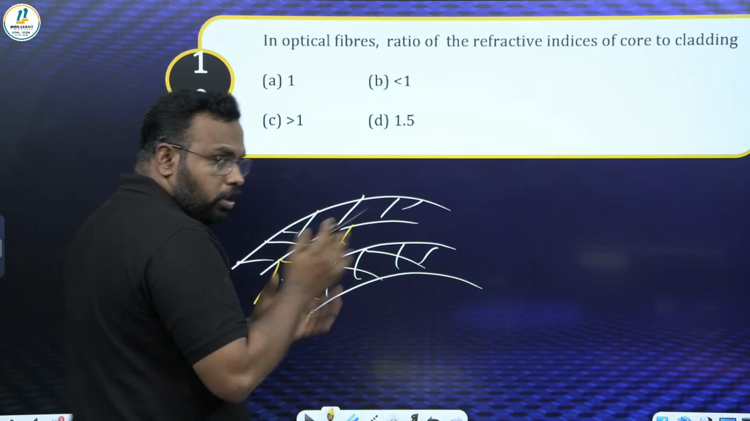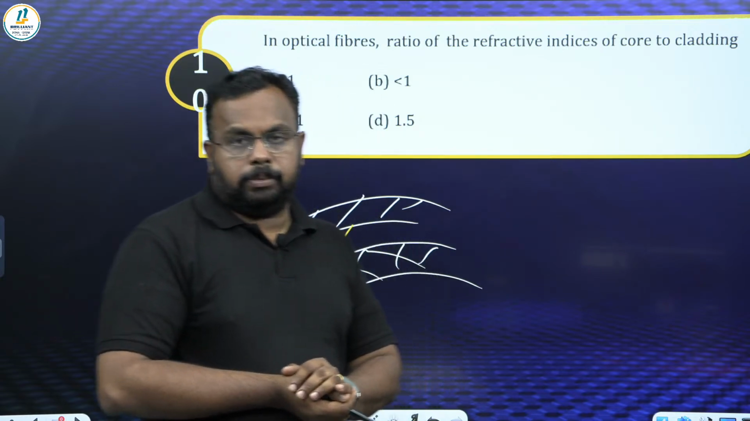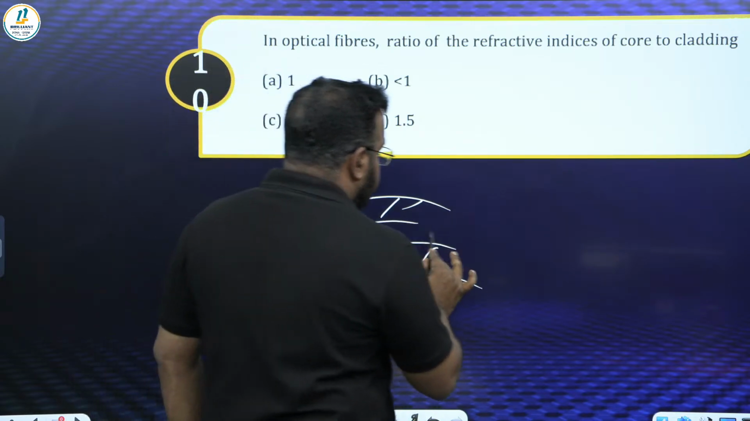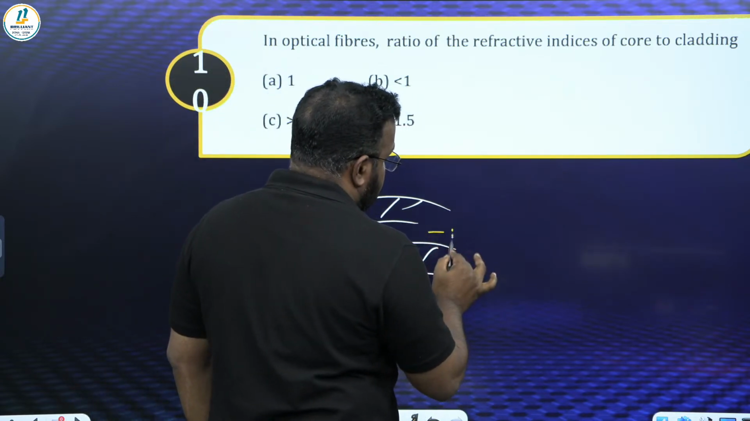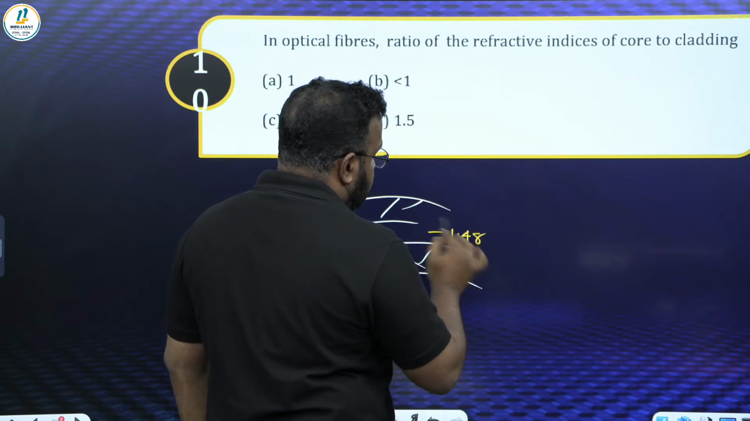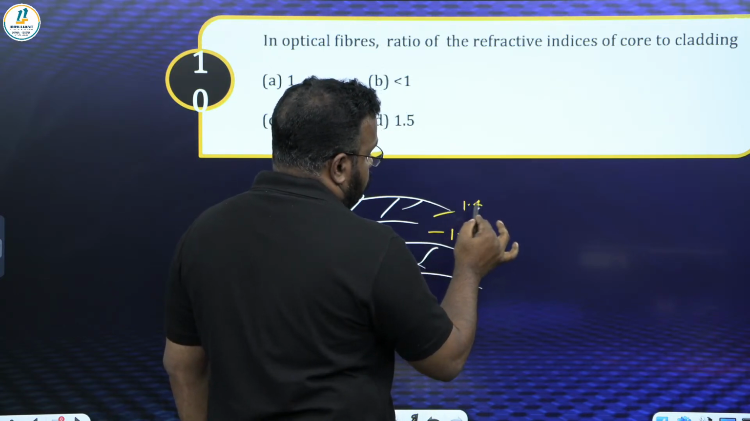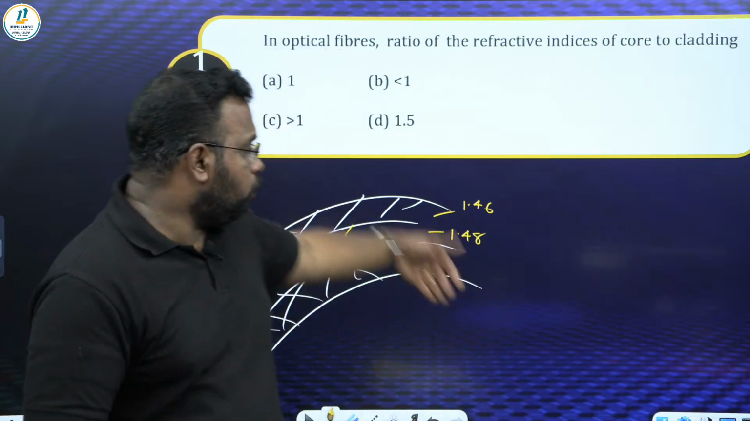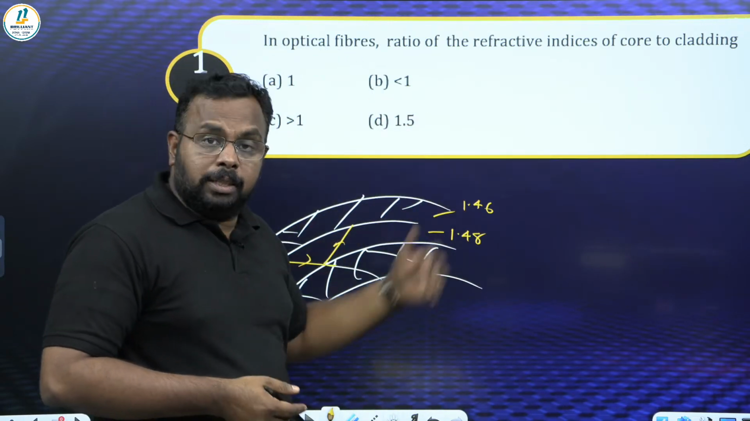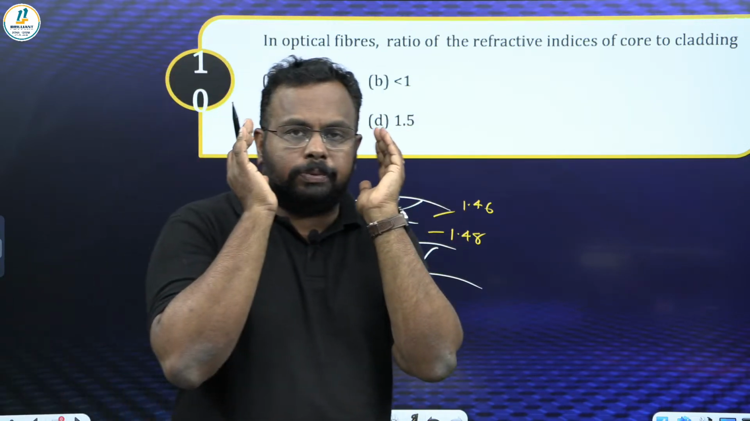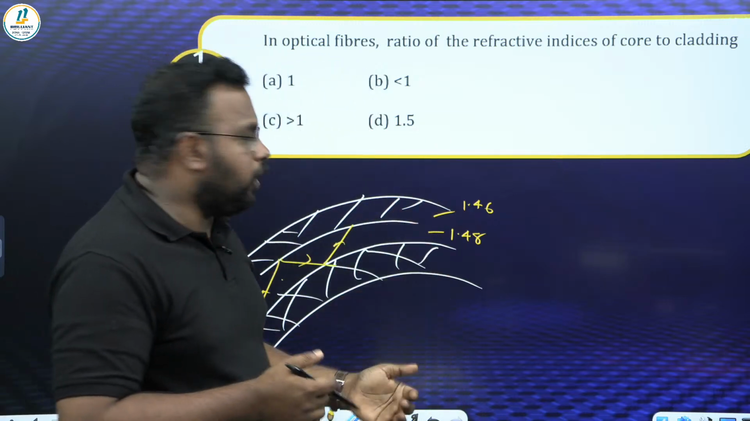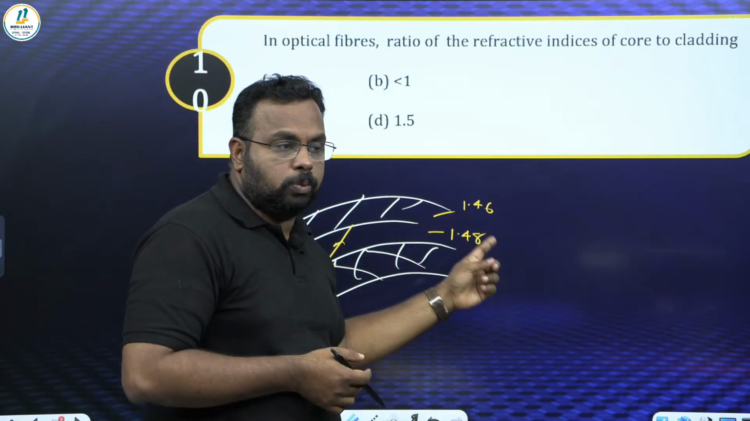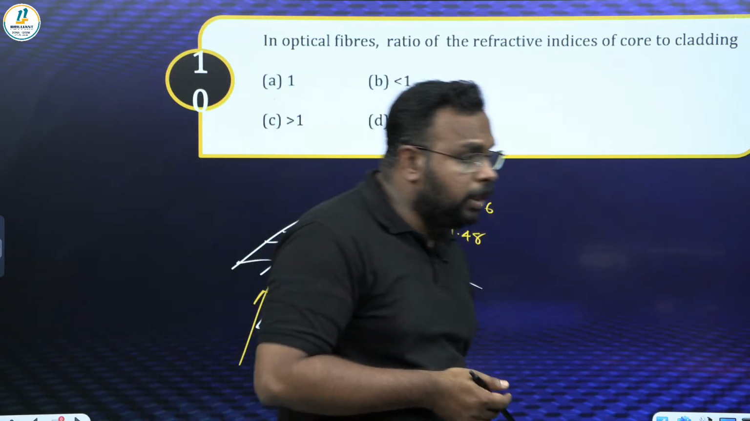That means the core should be what? A denser medium. Core is denser means its refractive index has to be higher. In normal ordinary optical fibers, this is 1.48 and this is 1.46. So what about the ratio? The ratio will be 1.48 divided by 1.46. This number may vary, but for this optical fiber to work, the core should have a high refractive index. So what can we say about the ratio? The ratio should be greater than 1.